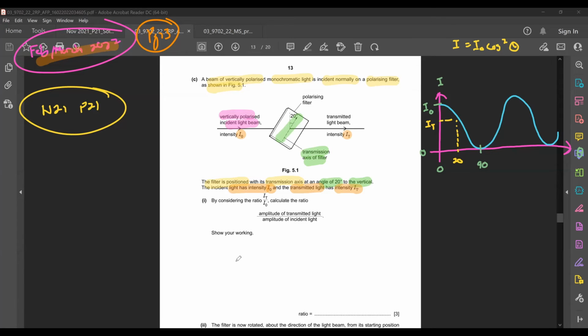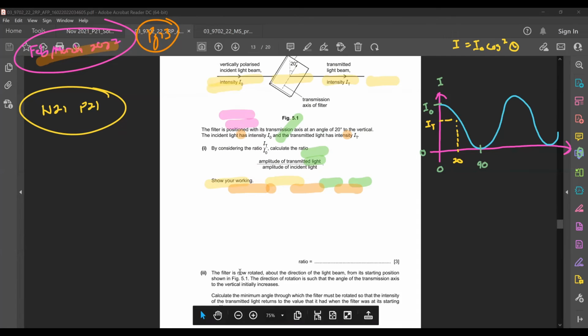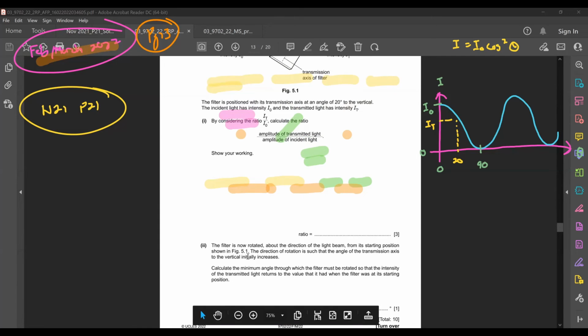Okay, so we went through part one, which deals with finding the ratio of the amplitude of transmitted light to incident light. And then after that, the second part was what we wanted to answer. So this part here, it was mentioned that the filter is now rotated about the direction of the light beam from its starting position shown in the figure.